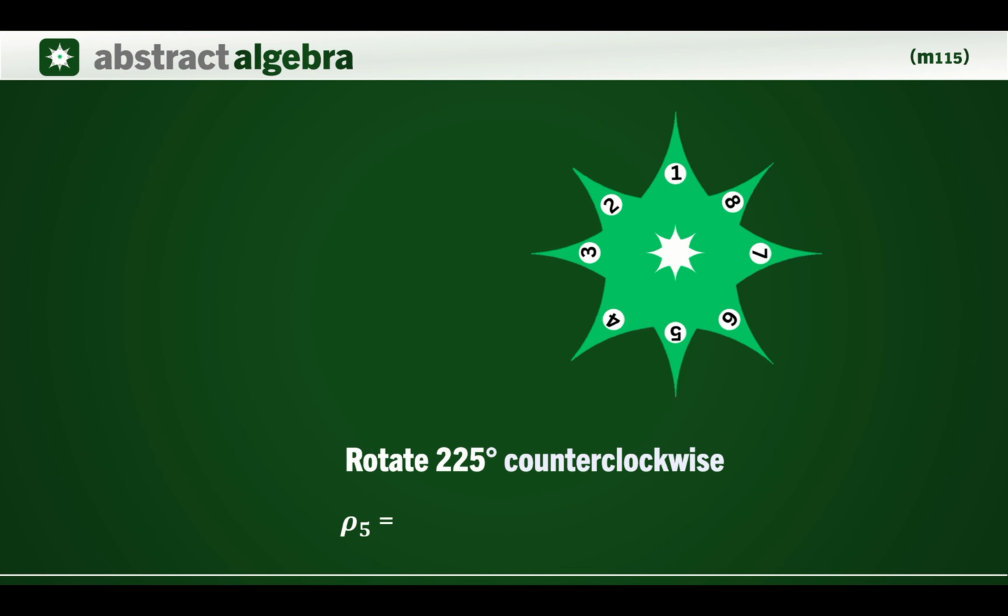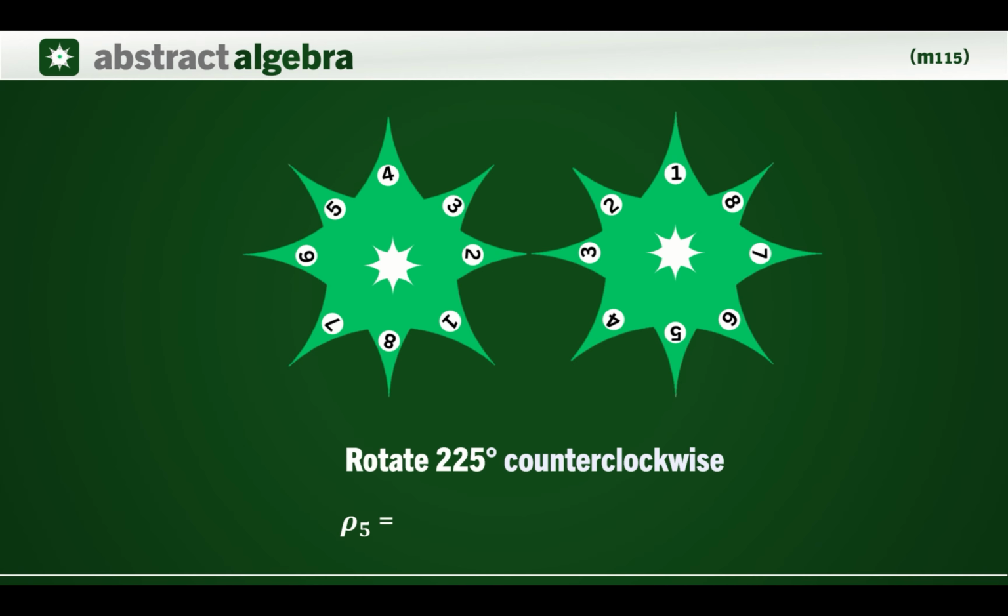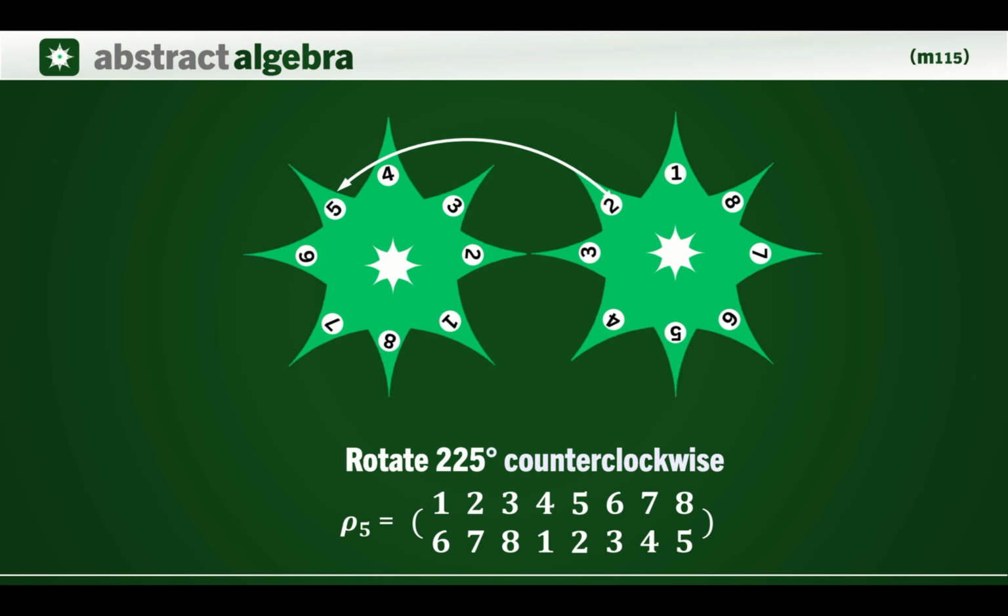Next, we are going to rotate our model to 225 degrees counterclockwise to get rho sub 5. So this is what it looks like. Then after that, we are going to map 1 to 4, 2 to 5, 3 to 6, 4 to 7, 5 to 8, 6 to 1, 7 to 2, and 8 to 3. So this is the result for rho sub 5.